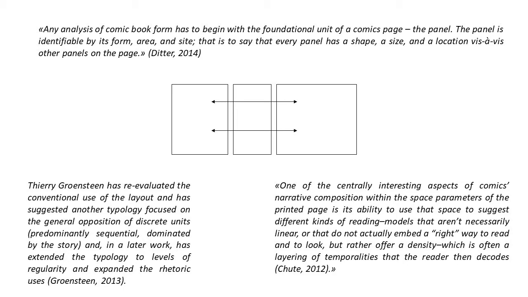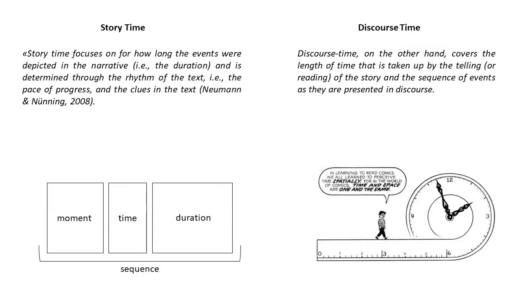Groensteen and Chute emphasize that reading a graphic narrative shouldn't necessarily be linear or only left to right. It could offer a density, which is often a layering of temporalities that the reader then decodes. These layers are often constructed on the distinction between story and discourse layers of the narrative.